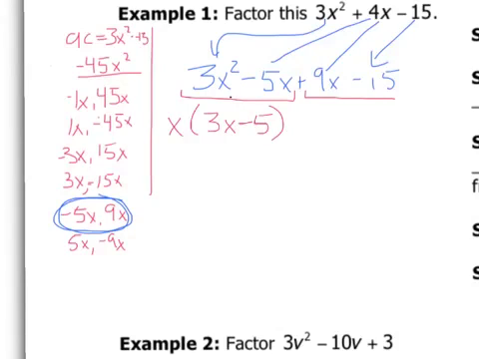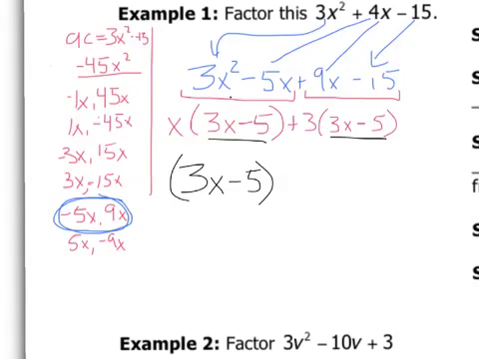Out of the last set, 9x and 15, it looks like I can divide out a 3. So plus 3, since it's a positive. 9x divided by 3 is 3x. Negative 15 divided by 3 is minus 5. My parentheses are the same, so I bring the 3x minus 5 out, and then I'm left with x plus 3.